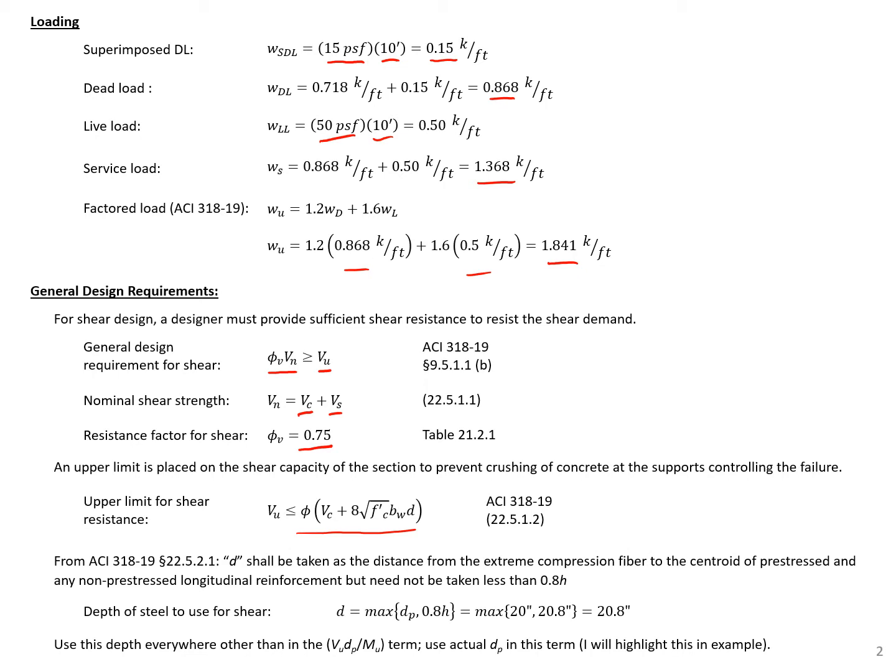Finally, we have to determine what d we should use. ACI 318 allows us to use d as the max of our actual d and 0.8h. So our actual d is 20 inches and 0.8h is 20.8. So we'll use d equal to 20.8 everywhere other than the Vu times dp divided by Mu term. And I'll highlight where we should use the actual d on the next couple slides.